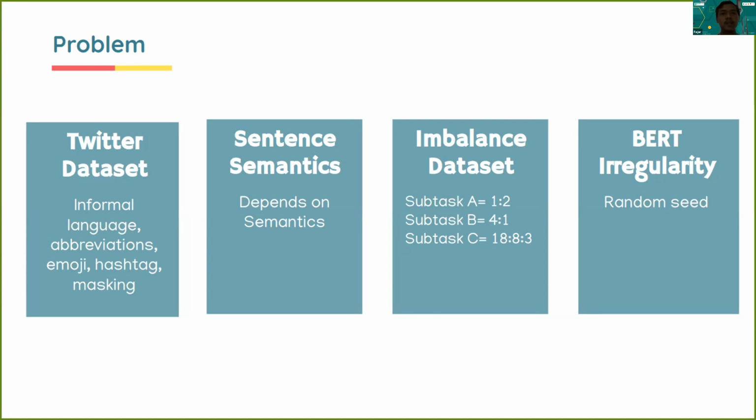For example, we know the word fucking is offensive, but in a sentence like maybe "I'm fucking loving this cat," it means that it's not offensive. The third problem is the imbalanced dataset. In the OLID dataset, the imbalance ratio is about 1 to 2 in subtask A, 4 to 1 in subtask B, and 18, 8, and 3 in subtask C.